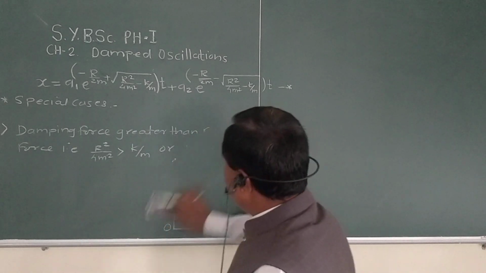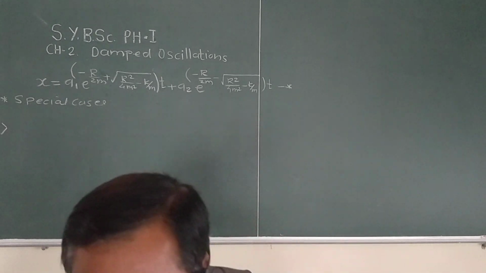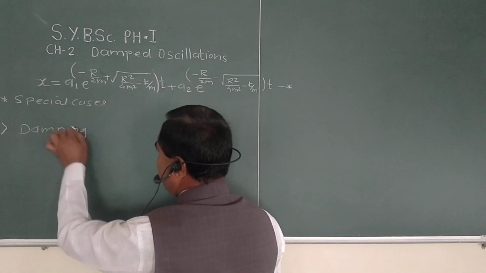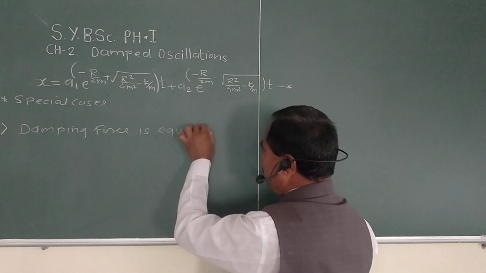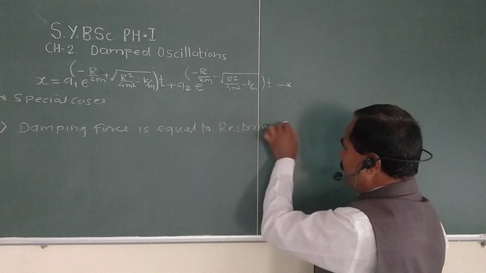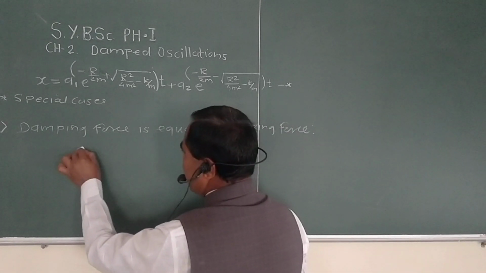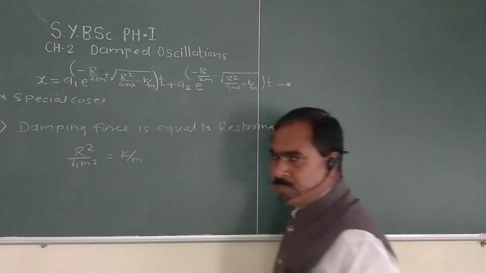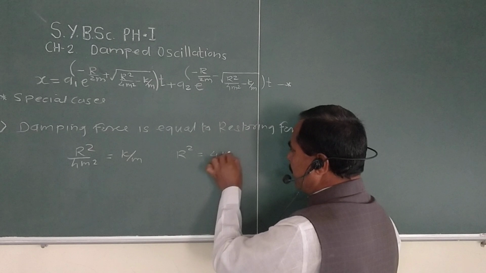In case second, we have to consider both forces are equal. That means damping force is equal to restoring force, right? Now for this we write here r square upon 4m square equal to k by m, or in other words we write r square equal to 4mk.